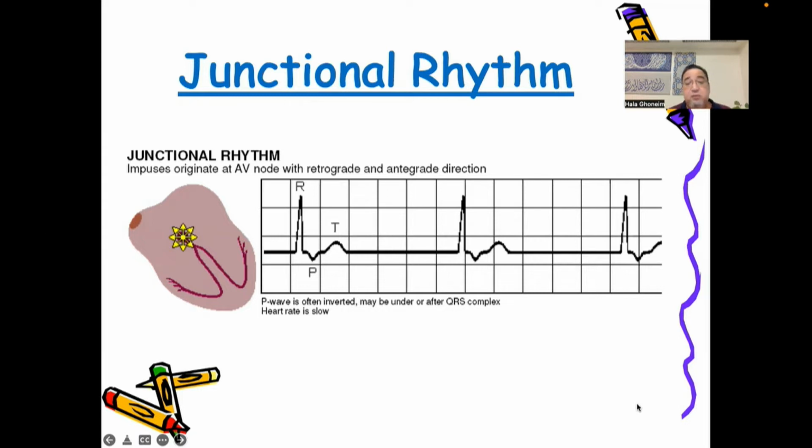The definition of junctional rhythm is a narrow QRS complex with absent P wave before. Sometimes the P wave will come after because the direction of the impulse is coming from down up. The heart rate usually is low, except after some surgery when you have accelerated junctional rhythm, especially with hypomagnesemia.